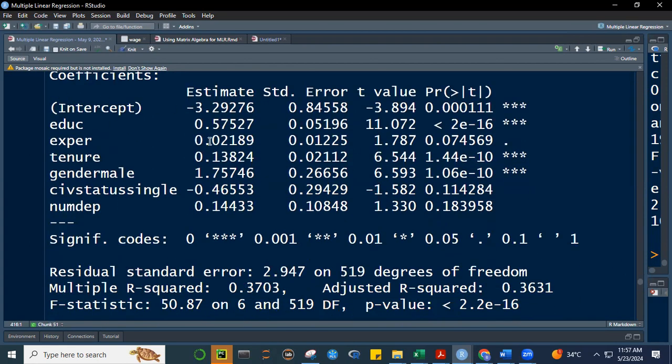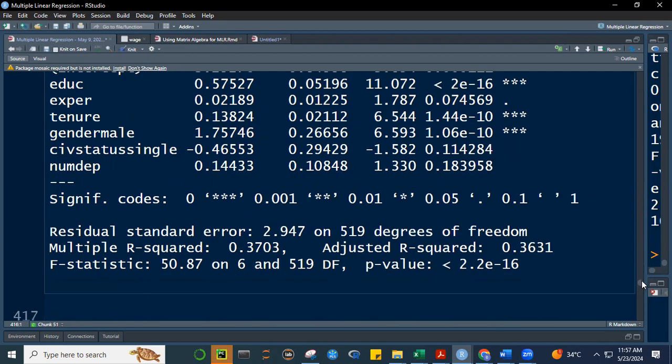So education, tenure, and gender still remain significant. Experience is significant only at 10%, while civil status and number of dependents seem to not have any effect on hourly wage.